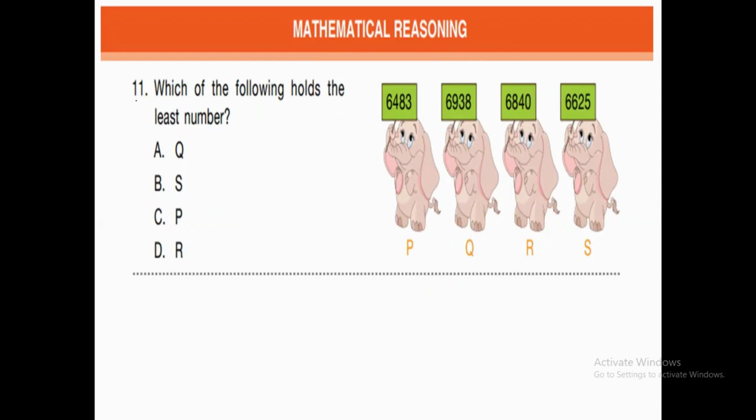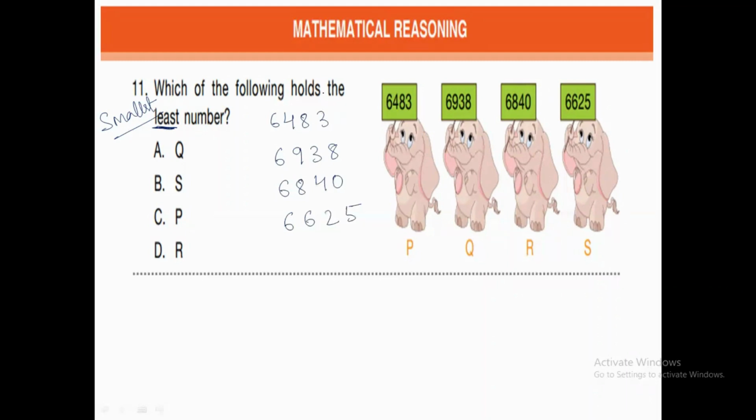Here it is given: which of the following holds the least number? Least is what we need to find out. So which is the smallest number over here? For this, we have to go through every number. The first number is 6483. The second number is 6938. The third number is 6840. The fourth one is 6625.